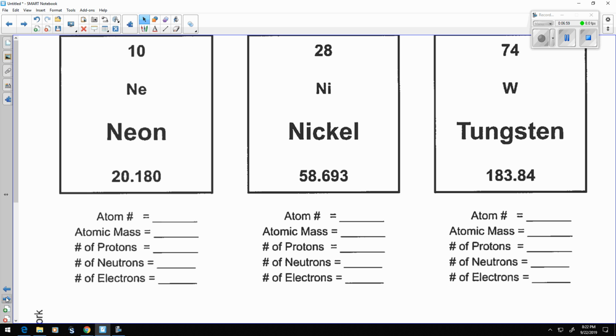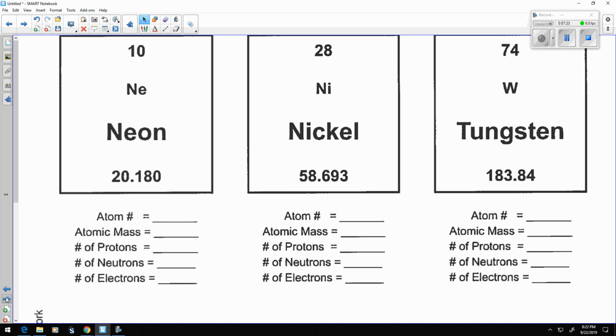So first we're looking at neon. Again, it's the same old element tile. You'll be seeing these a lot, okay? And it looks like the neon, its chemical symbol is big N, little e. Its chemical name is neon, obviously. And then we have the atomic number being 10. And the atomic mass is 20.180.